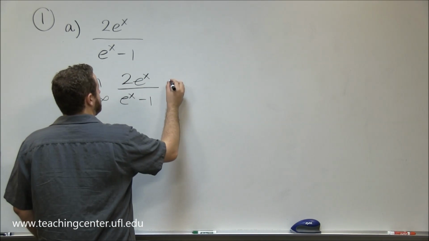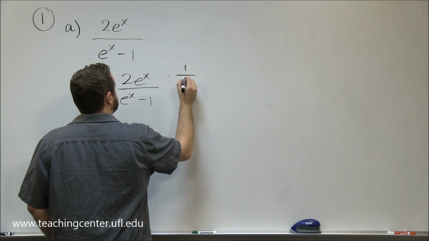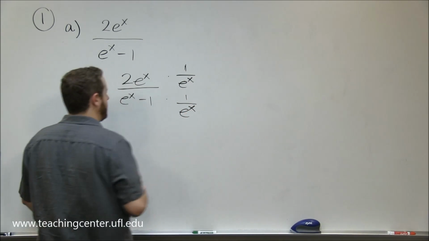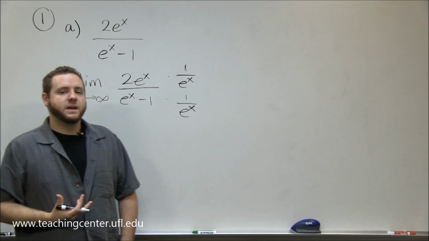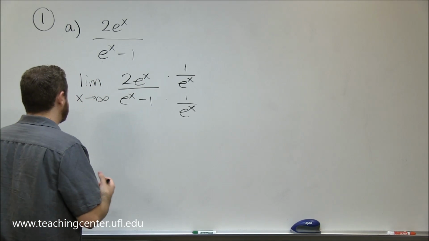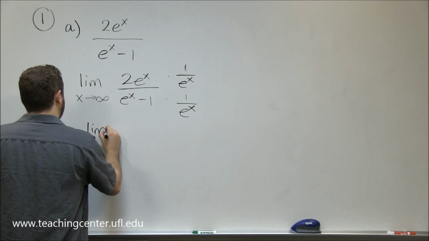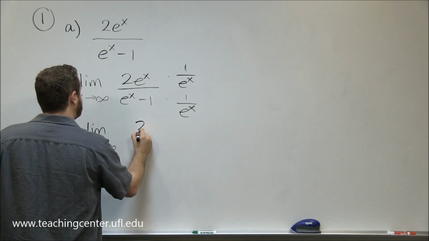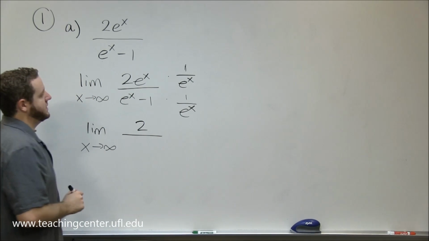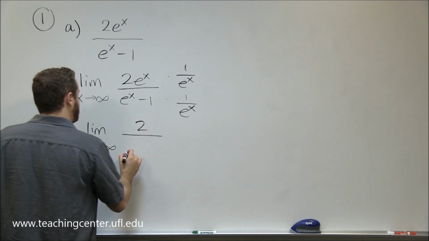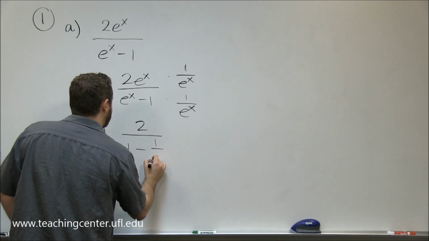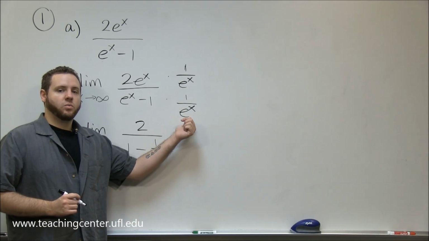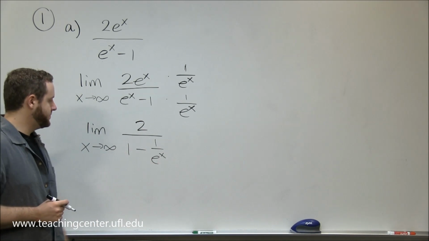So what I'm going to do is multiply both the top and bottom by 1 over e to the x. Essentially, I'm dividing the top by e to the x and dividing the bottom by e to the x. So when I do that, your numerator just becomes 2, because the e to the x's cancel out. And on the denominator, we get 1 minus 1 over e to the x, by distributing this 1 over e to the x times both of those.